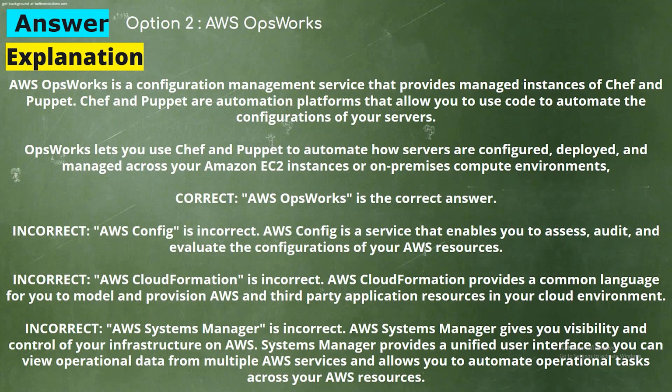Incorrect. AWS Config is incorrect. AWS Config is a service that enables you to assess, audit, and evaluate the configurations of your AWS resources. Incorrect. AWS CloudFormation is incorrect. AWS CloudFormation provides a common language for you to model and provision AWS and third-party application resources in your cloud environment. Incorrect. AWS Systems Manager is incorrect. AWS Systems Manager gives you visibility and control of your infrastructure on AWS. Systems Manager provides a unified user interface so you can view operational data from multiple AWS services and allows you to automate operational tasks across your AWS resources.